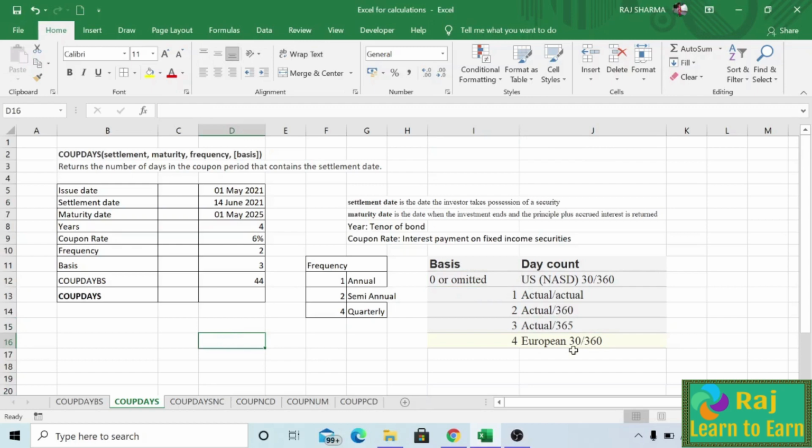So let's understand this formula by an example. The issue date of a bond is 1st of May 2021, the settlement date is 14 June 2021, and the maturity of this bond is 1st of May 2025.